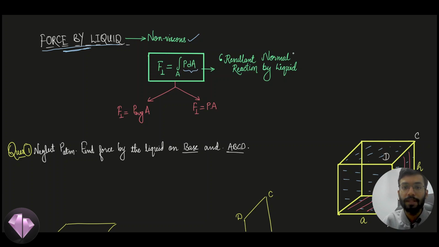This is what we call the resultant normal or the reaction force by the liquid, the normal force applied by the liquid. And there were two cases we have seen. If you know the average pressure, then F perpendicular is P average into A. And if the pressure is constant throughout the area, then F perpendicular is simply P into A.